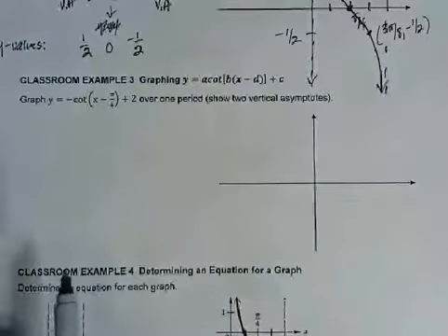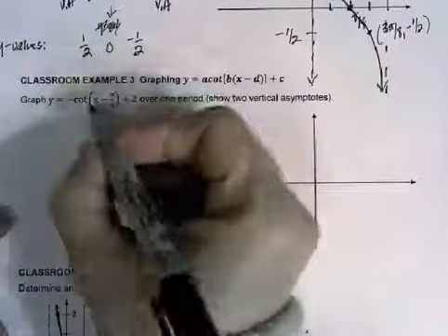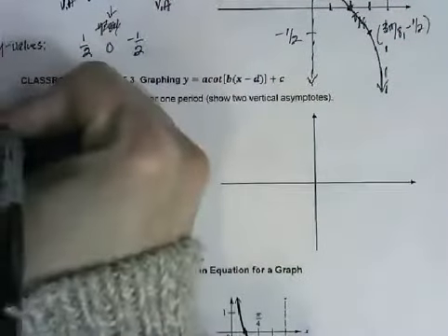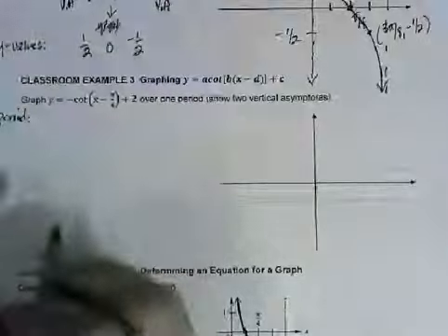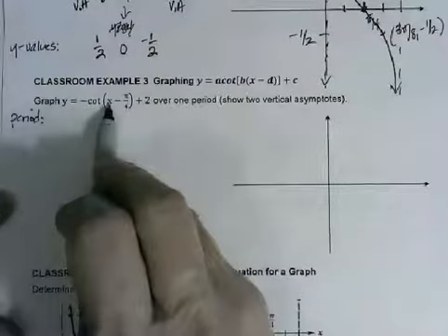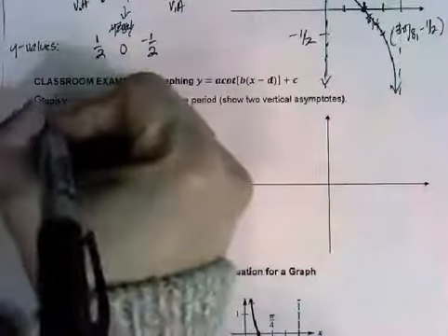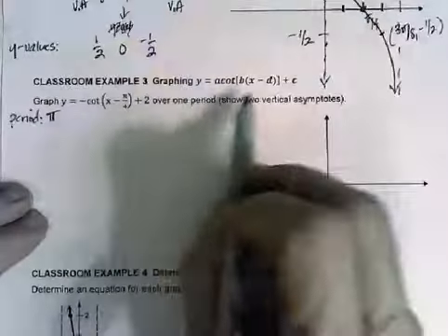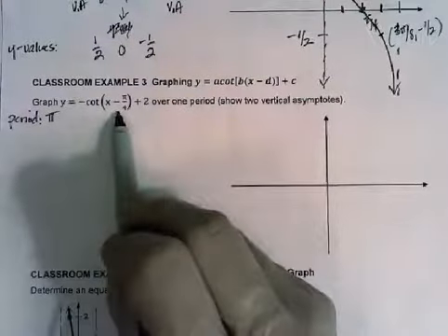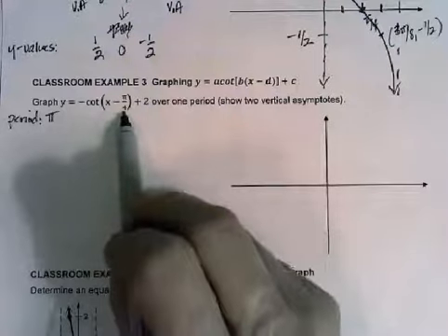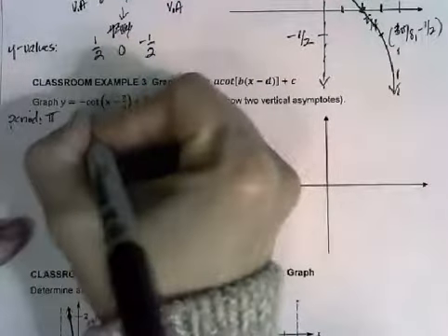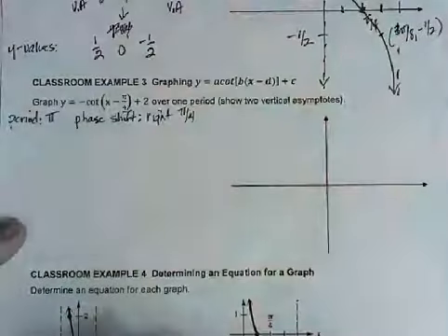This has a few more things going on in it. We're still going to start out the same way. So we want to look at what the period would be. In this one, we don't have a b, so our period is just going to stay as pi. We do have a phase shift though. Since that's minus pi over 4, that means it's going to move it to the right by pi over 4.